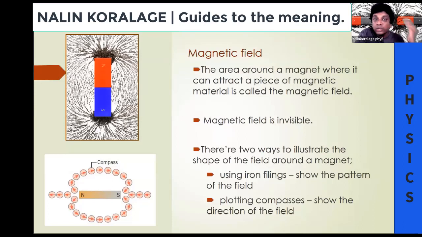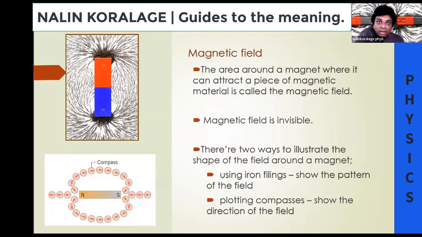Now, just recall the meaning of magnetic field. It is the region, or the area around the magnet, within which a piece of magnetic material can be attracted by the magnet. Simply, that's the idea.